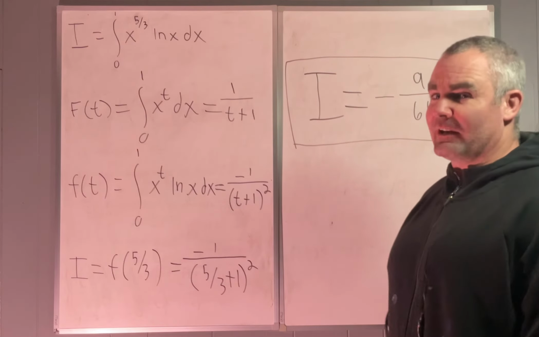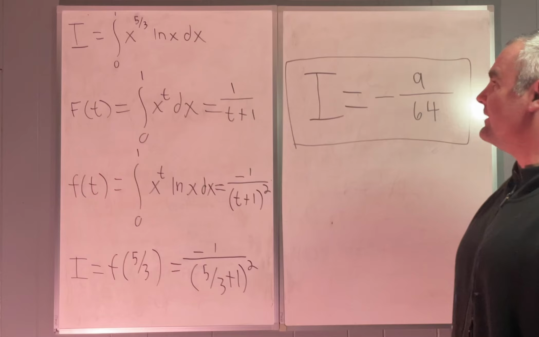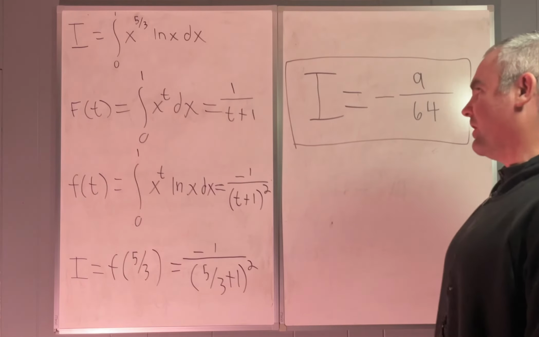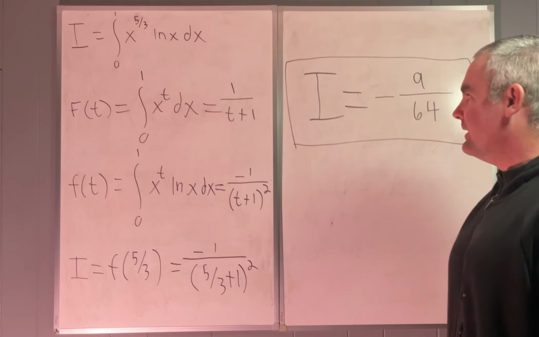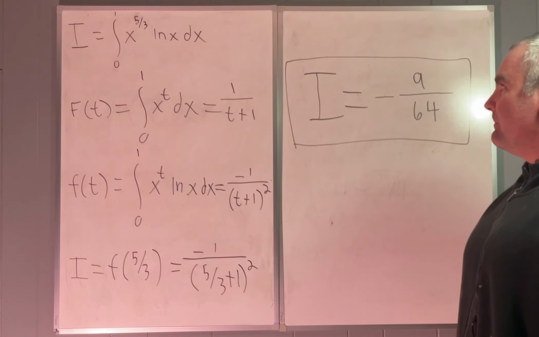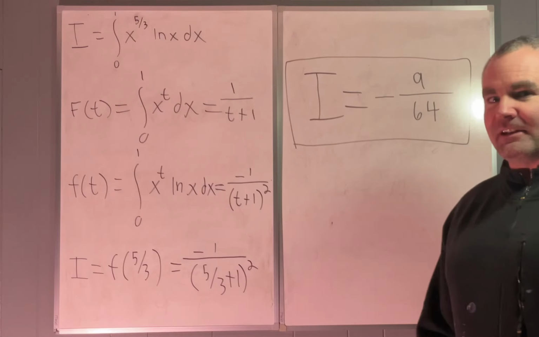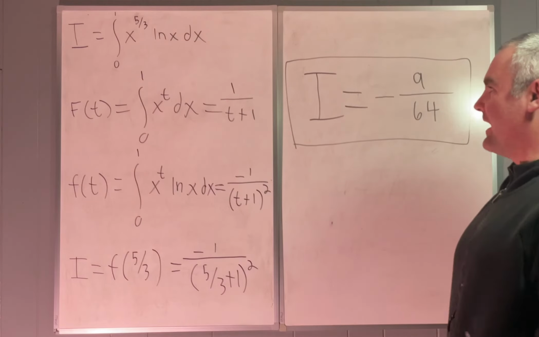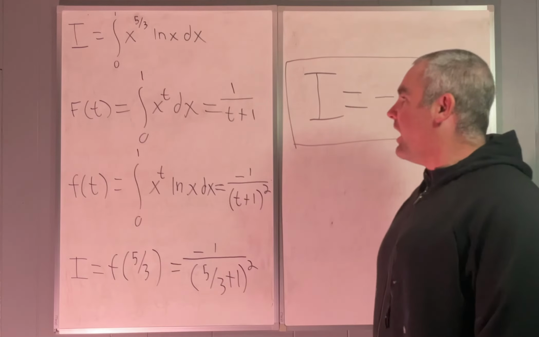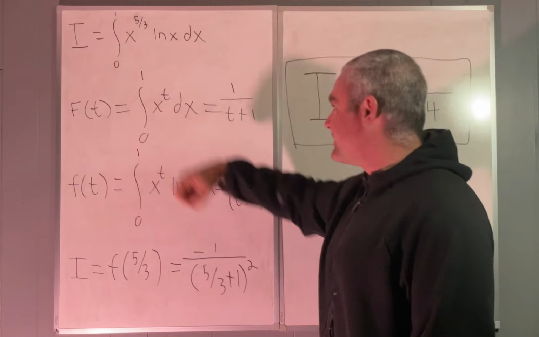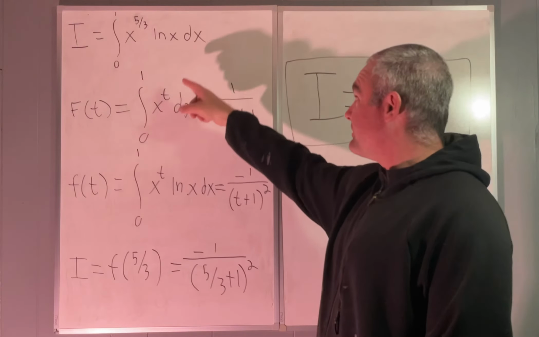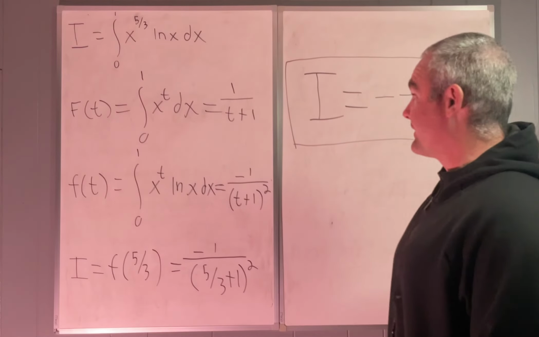And sometimes with Feynman integration, it can be a little bit difficult to figure out the steps, which is why I think it's not taught very often. There's a little bit more creativity involved in it instead of just a step-by-step process. You kind of have to use your imagination a little bit. But you can see why I chose x to the t: when you take a derivative of x to the t with respect to t, you'll recover that ln x right there.